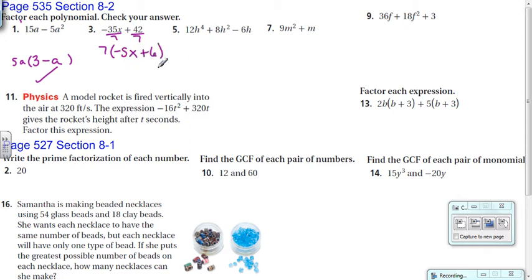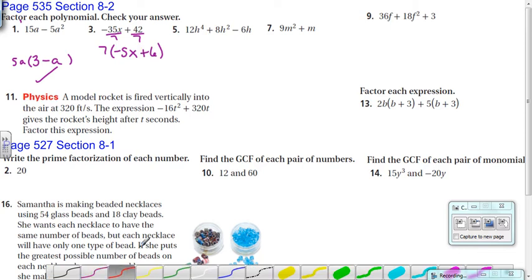Now if I went back to check it, 7 times negative 5x is negative 35x. 7 times 6 is positive 42. And now that's factored because it's 7 times what's in parentheses. So that's a multiplication problem. So basically, to be in factored form, all your plus and minus signs have to be inside parentheses.